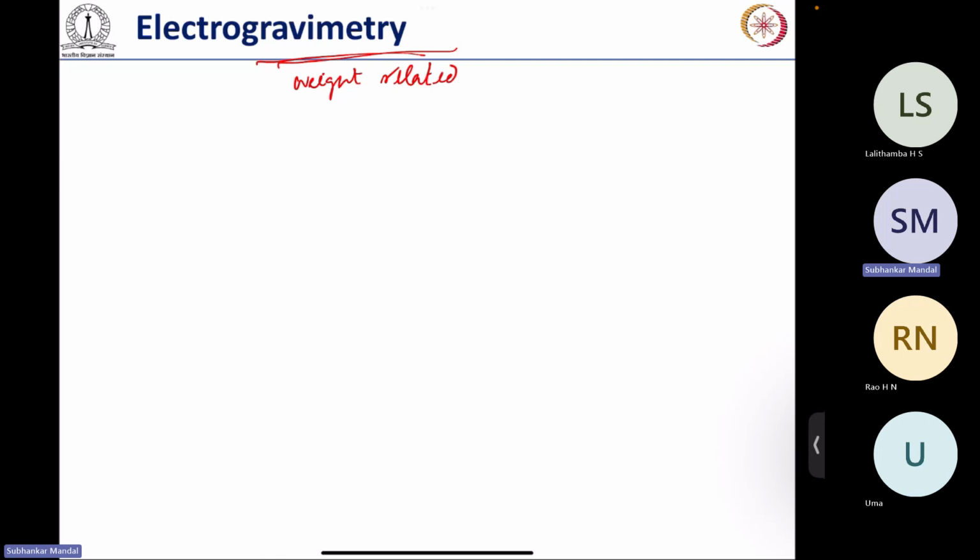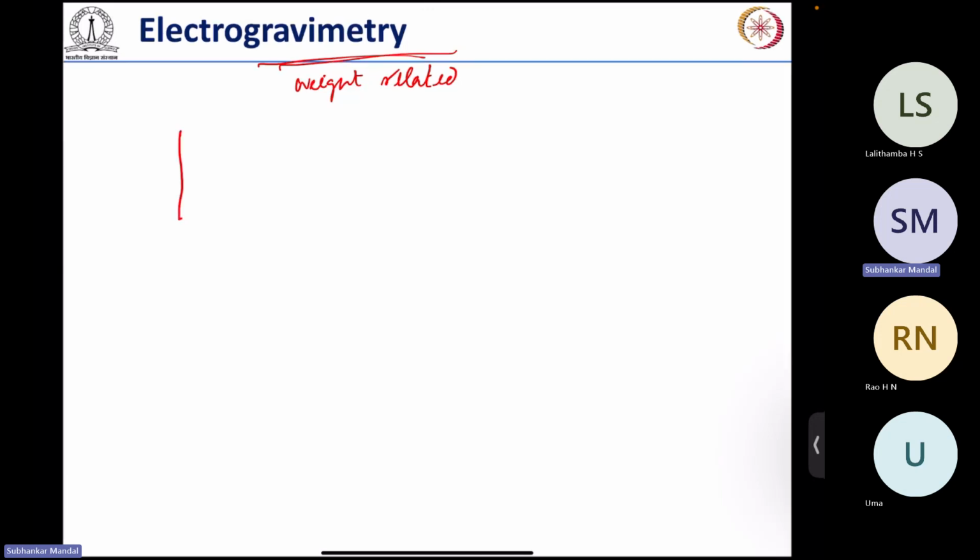So gravimetry means you are depositing something on the electrode, and after that you are measuring how much compound is deposited on the electrode surface. Suppose I have taken one beaker, and in that beaker I have some electrolyte.